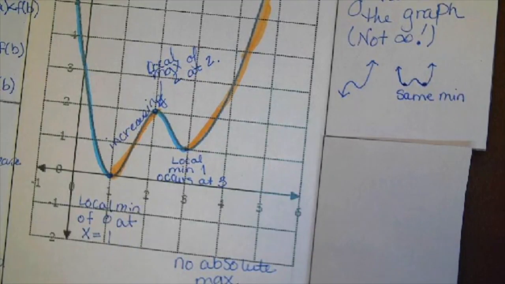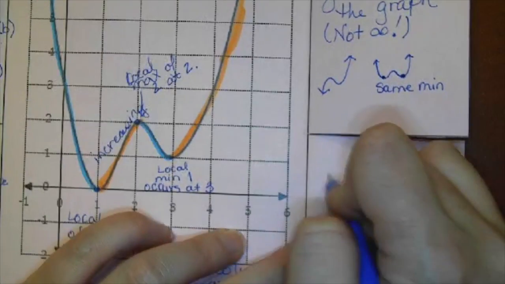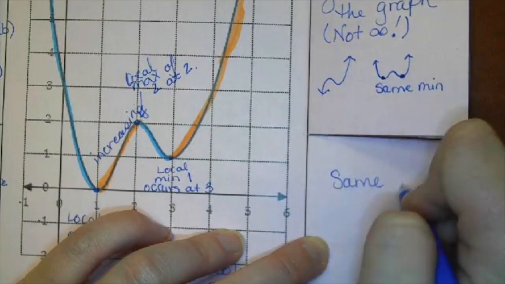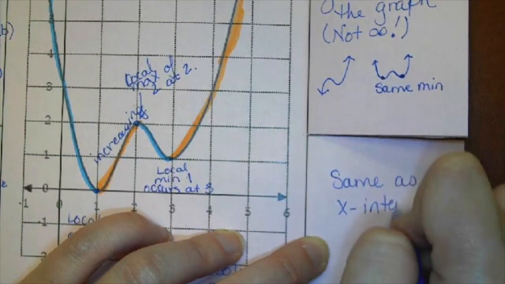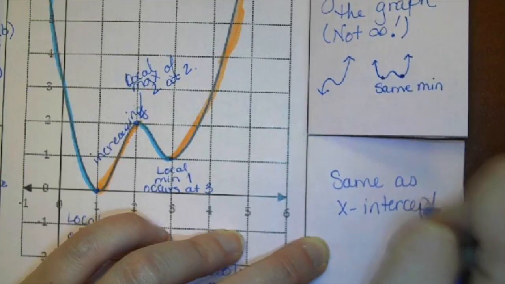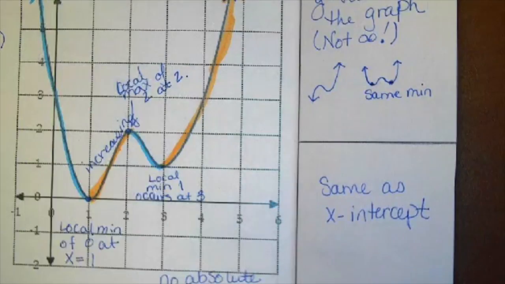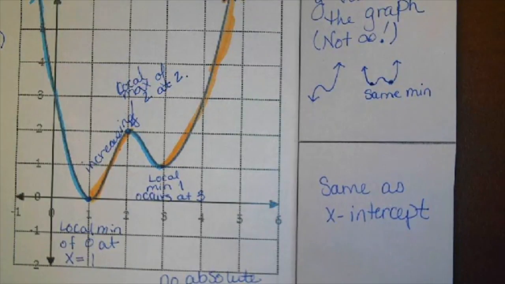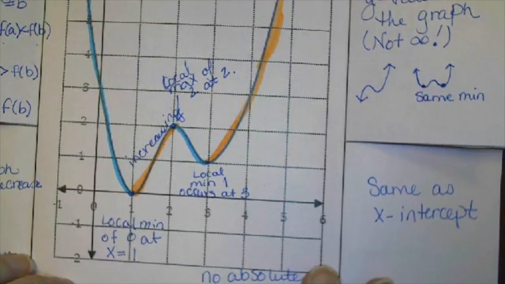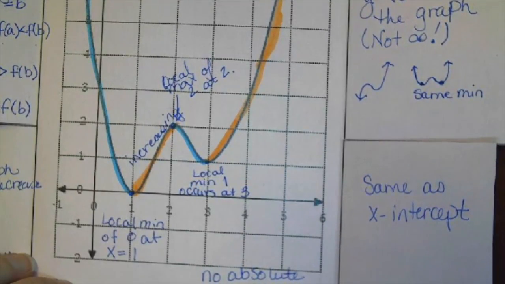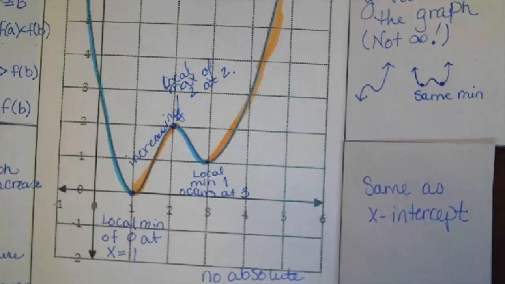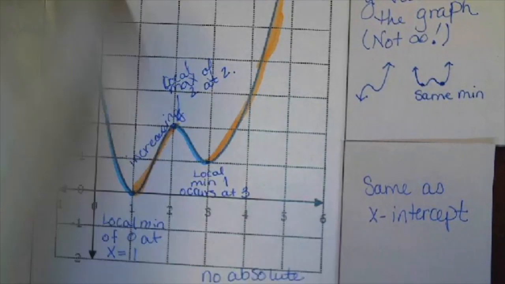Zeros, roots, and solutions are all the same thing, all the same way of asking for the x-intercept. We use them in different contexts, but what it's asking for is the x-intercept, not the y-intercept.